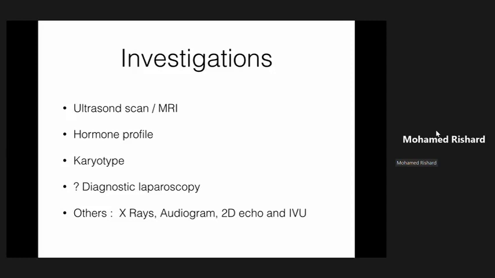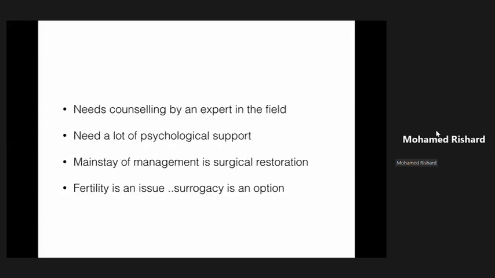Okay. So for diagnosis, you do a hormone profile, which will be normal. Karyotyping will be normal, and we do an ultrasound to see whether the uterus is there or not. In addition, we have to do x-rays, audiogram, 2D echo, and IVU, because they can have other problems like vertebral issues, auditory problems, and heart defects. Okay. So counseling and a lot of psychological support are needed, and the mainstay of management is surgical restoration. For fertility, as I said, surrogacy is the main management plan.